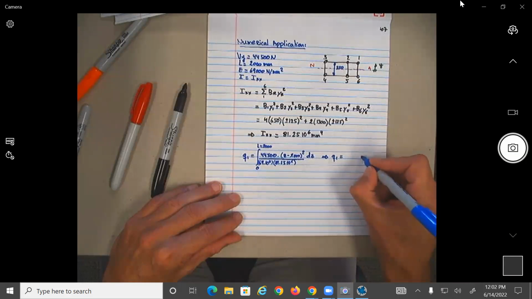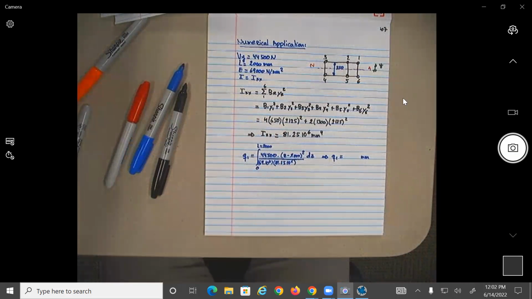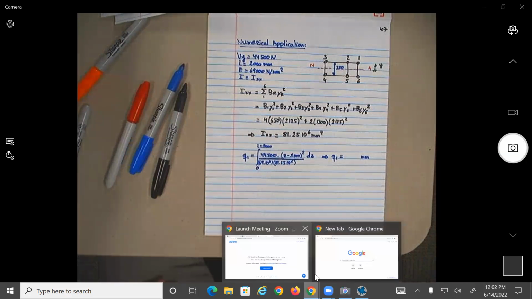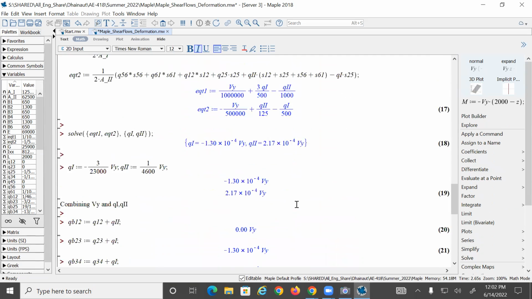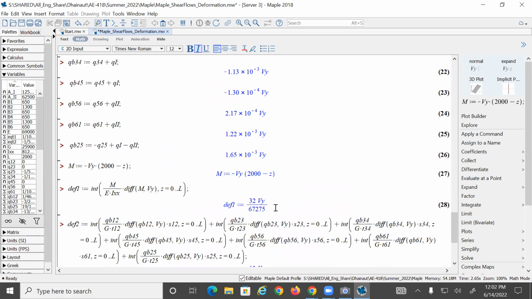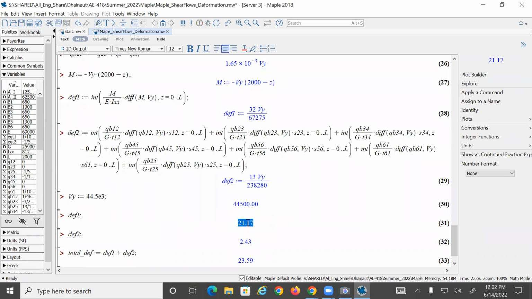This gives you that Q1 gives a deformation. I did it at the end of my Maple, reverse to what we're doing in class. It gives me 21.17 millimeters.